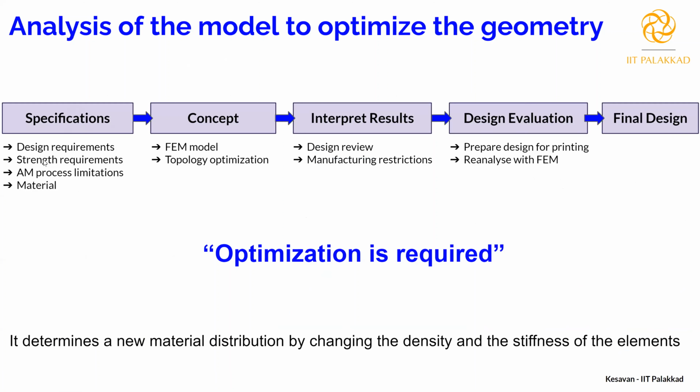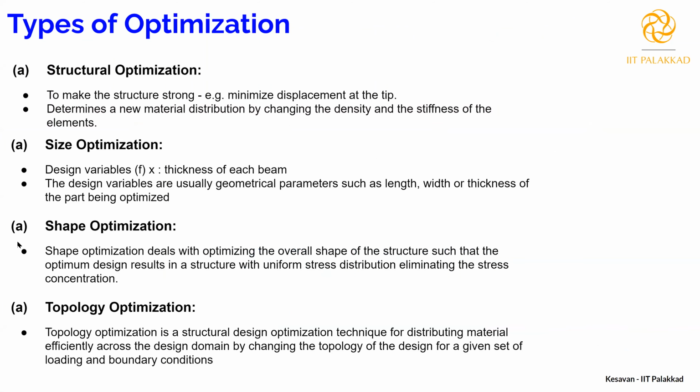What are the design requirements, strength requirements, AM process limitations, materials? You fix all those things. You are fixing the specification. Then you are making the CAD model and doing optimization, that comes under concept. Then you interpret the results, design evaluation, final design. This all comes under the optimization. Now, I'll give some examples of optimization.